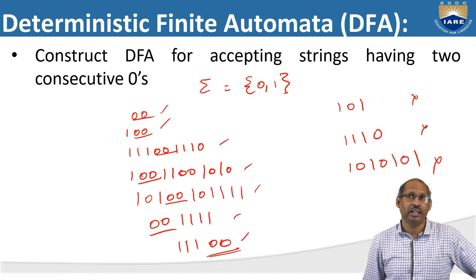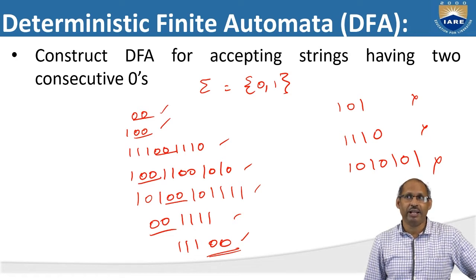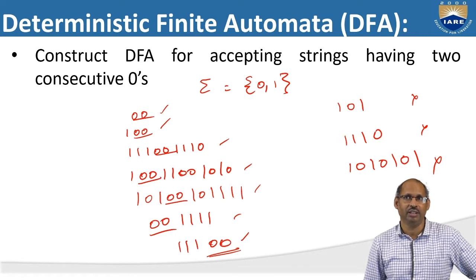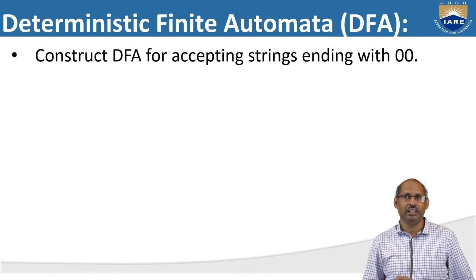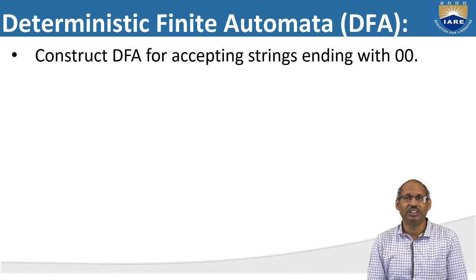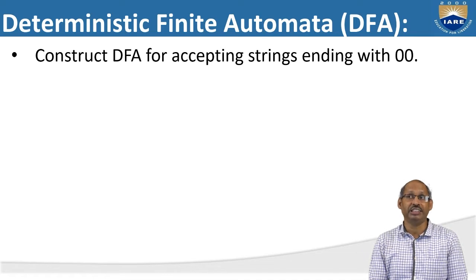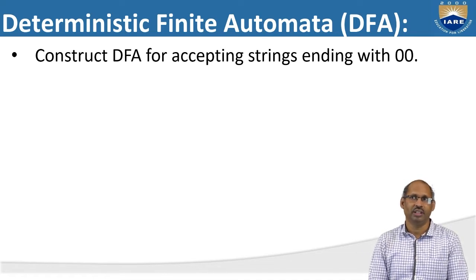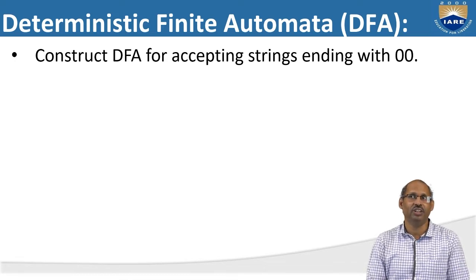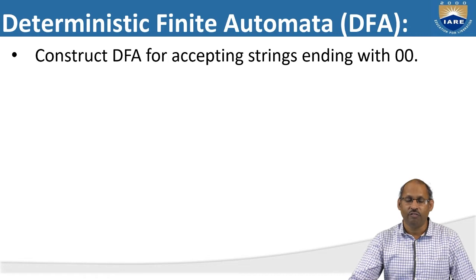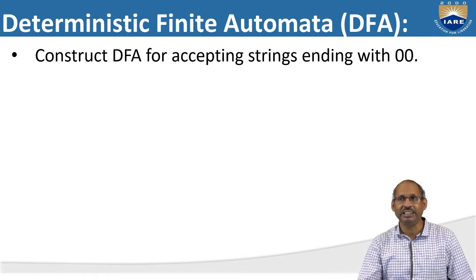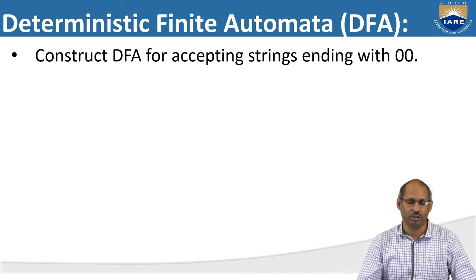In the last class we discussed a DFA accepting strings having two consecutive zeros, and which strings are accepted or not. Now we'll discuss the construction of a DFA for accepting strings ending with two zeros. First we'll see which strings end with two zeros, and which do not.